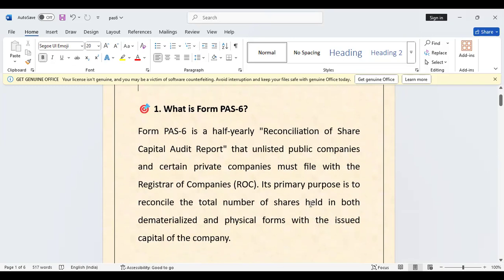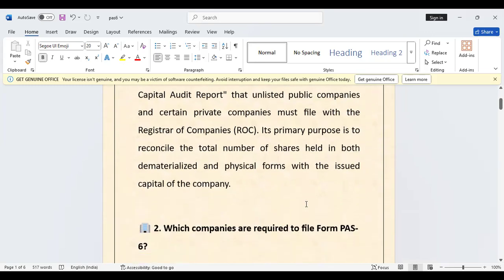Its primary purpose is to reconcile the total number of shares held in both dematerialized and physical form with the issued capital of the company.